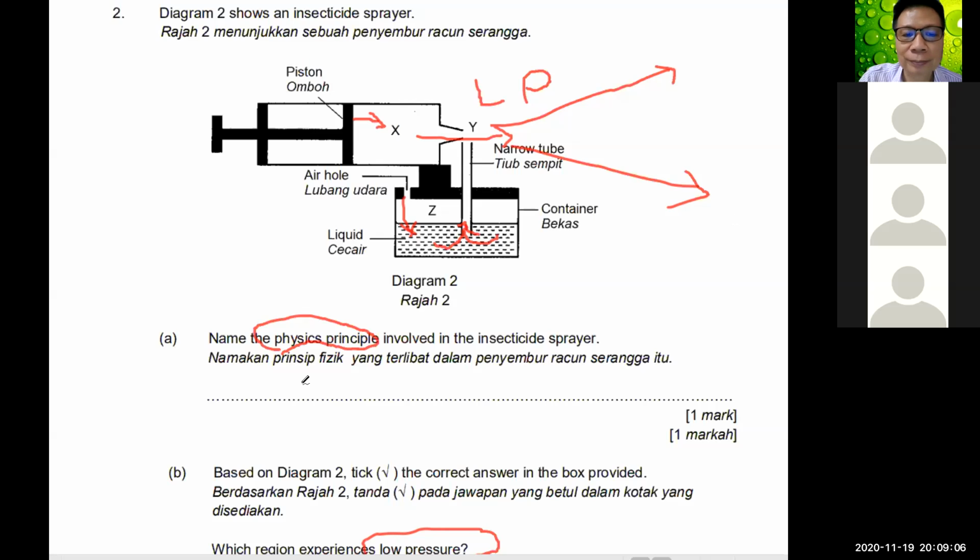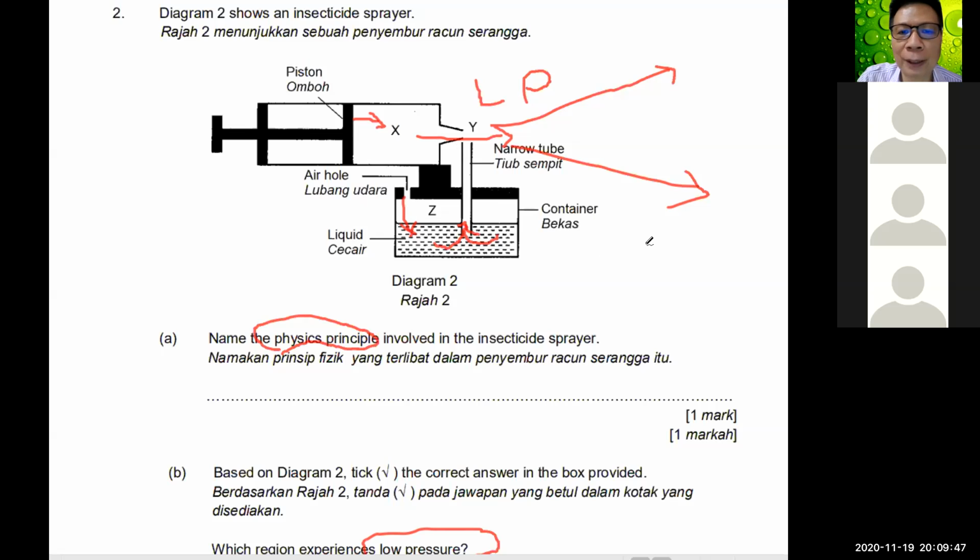Try to explain. When the piston is pushed, air is poured out through Y at a high speed. Yes, very good. Then, according to Bernoulli's principle, the pressure of the moving air decreases as the speed of the air increases. Yes, correct. Then the higher atmospheric pressure in the container will push the insecticide up. Yes, correct. Higher pressure pushes the liquid up.